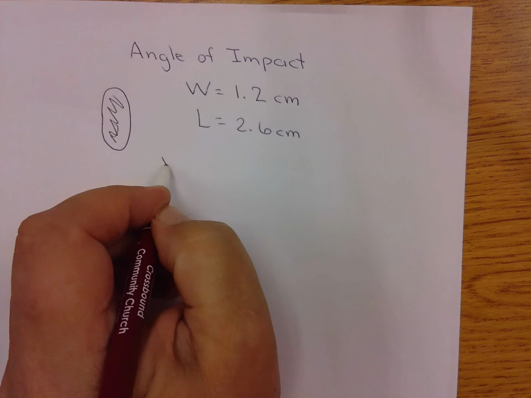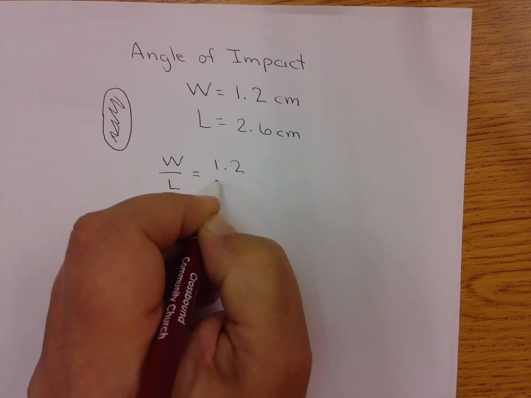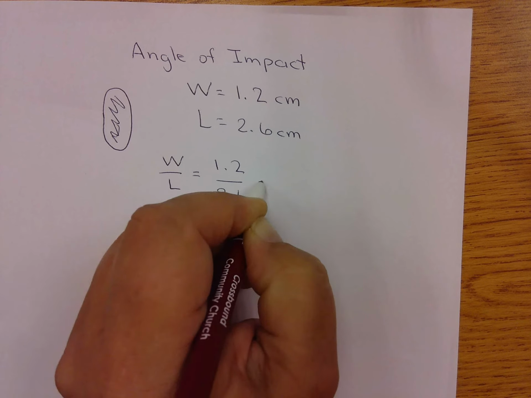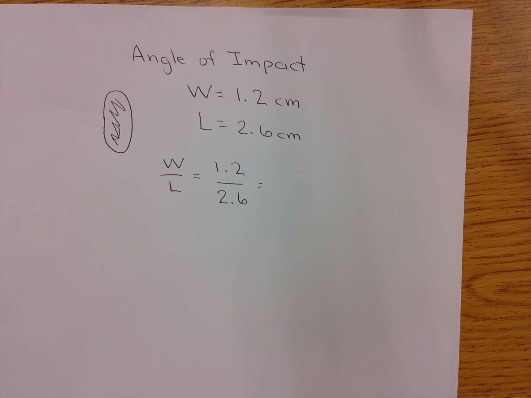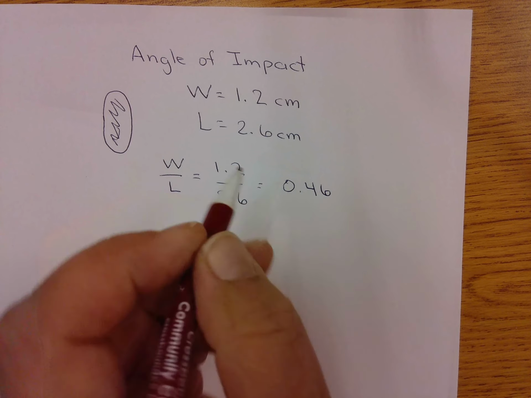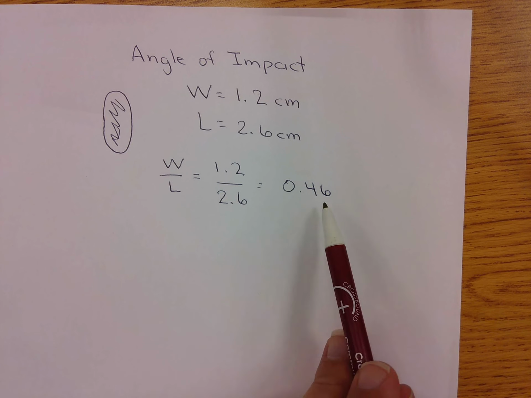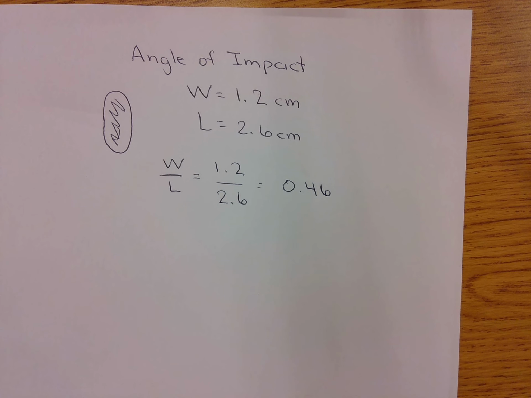So then the next thing I'm going to do is divide the width by the length. So 1.2 divided by 2.6, and that gives me 0.46. Good rule of thumb, if there's two numbers here, the zero doesn't count. That's a good scientific mathematical rule of thumb.